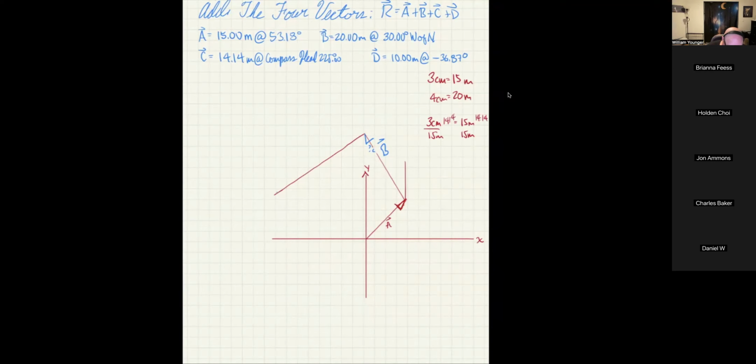So 3 divided by 15 is 0.2. And then I multiply that by 14.14. And that gives me 2.828. So 2.828 centimeters is equal to 14.14 meters. So I need about 2.82 centimeters.